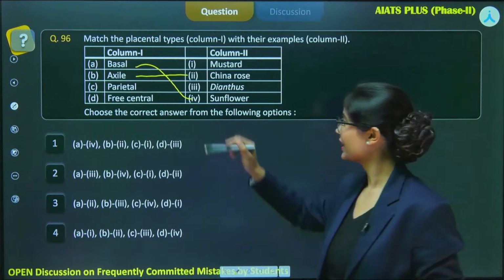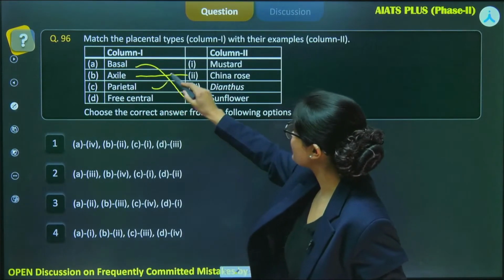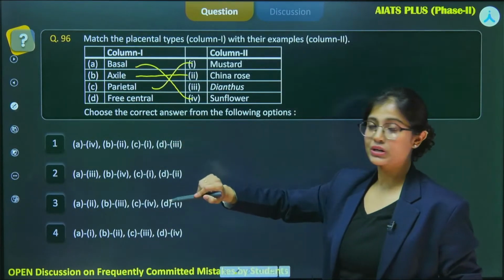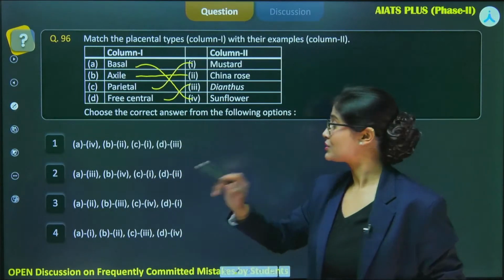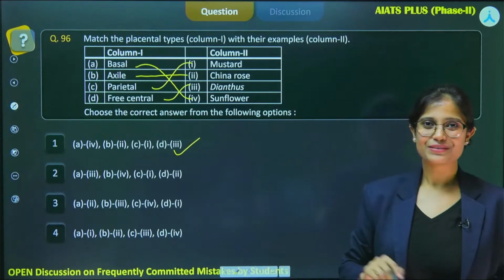Okay. Now next one is parietal placentation, which is found in mustard, given in option 1. Last one is free central placentation, which is found in dianthus along with argemone. So from this I can hit the correct answer, that is option number 1.